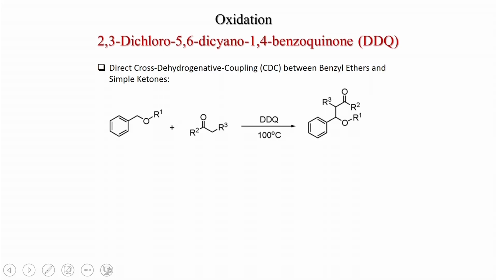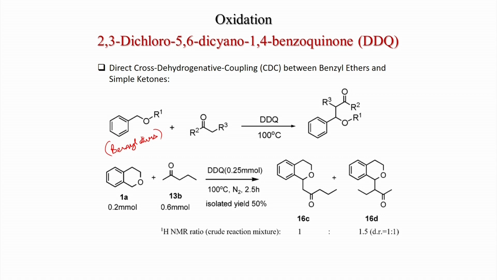Direct cross dehydrogenative coupling between benzyl ethers and simple ketones. This is benzyl ethers, and ketones, it can give this reaction. So, the alpha position of the ketone, because the enolate formation happens, and then it reacts with the oxonium ion. The detailed mechanism we will see, and this condition is DDQ, 100 degree centigrade.